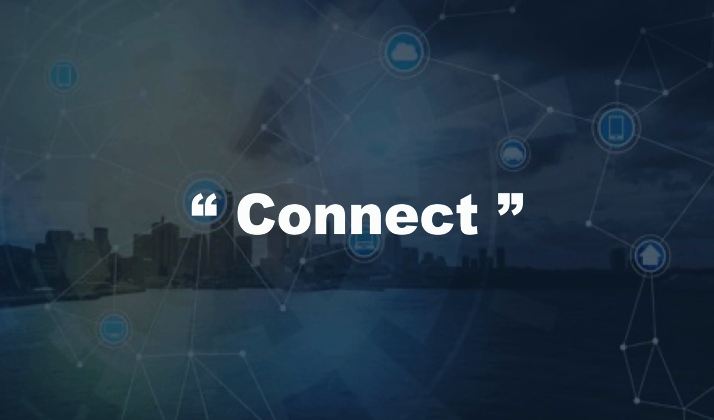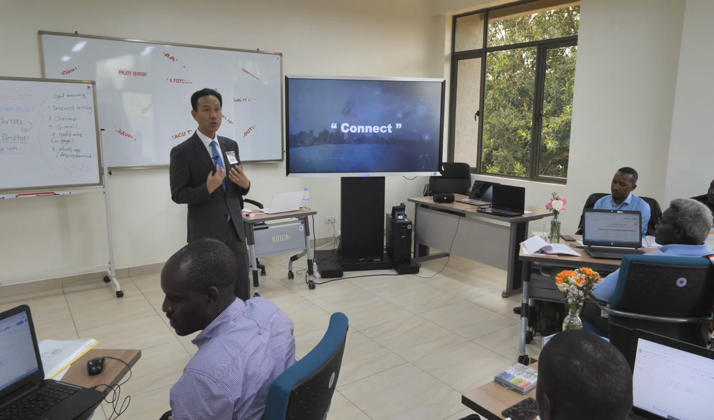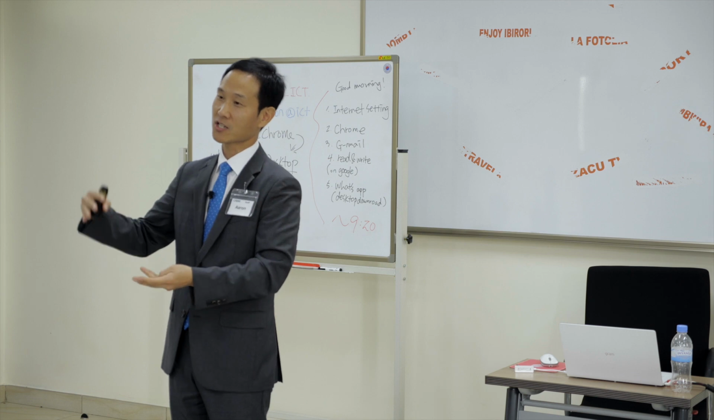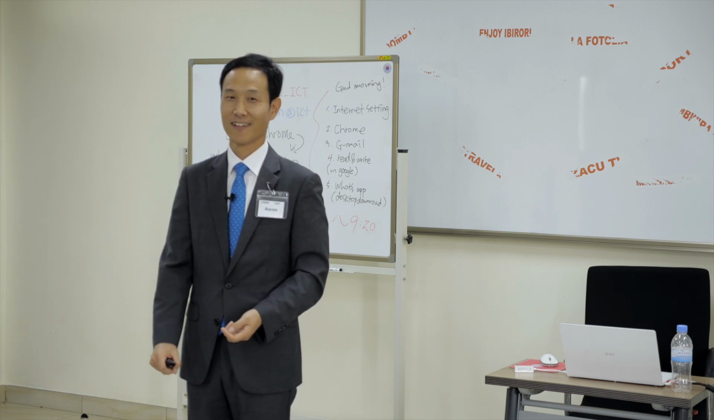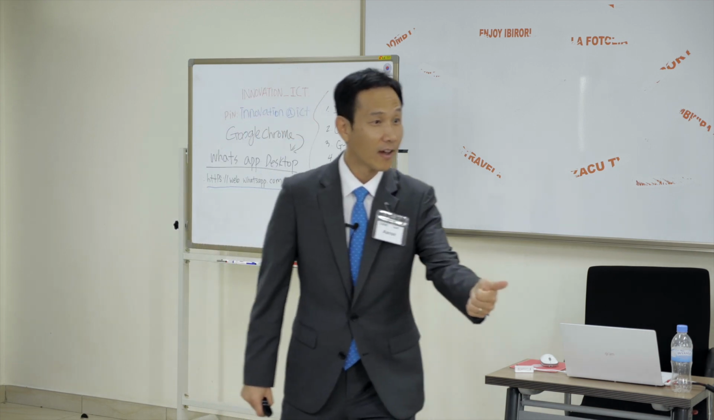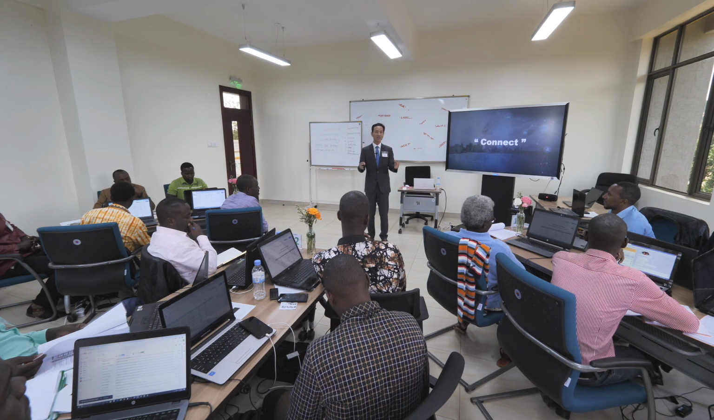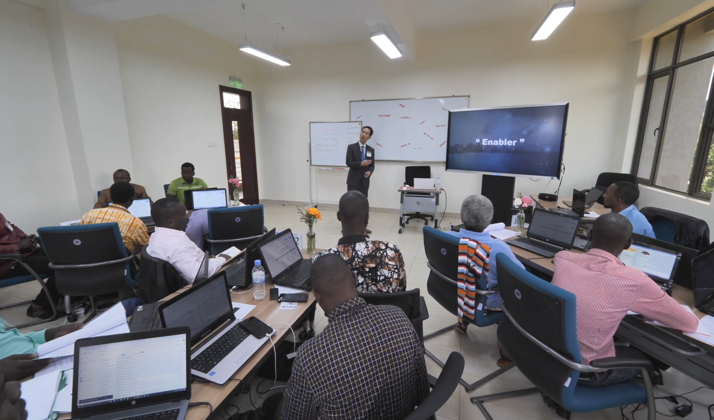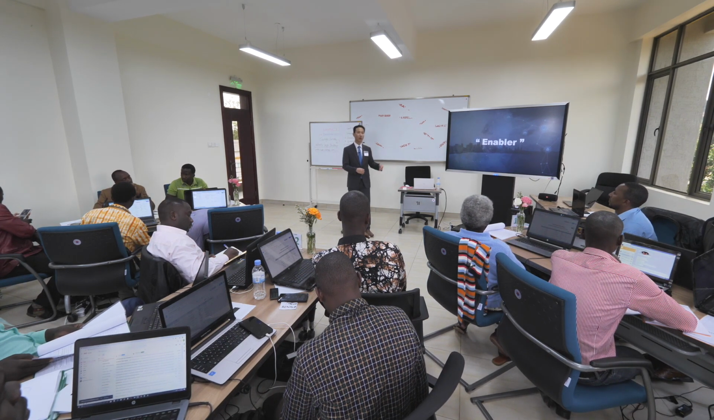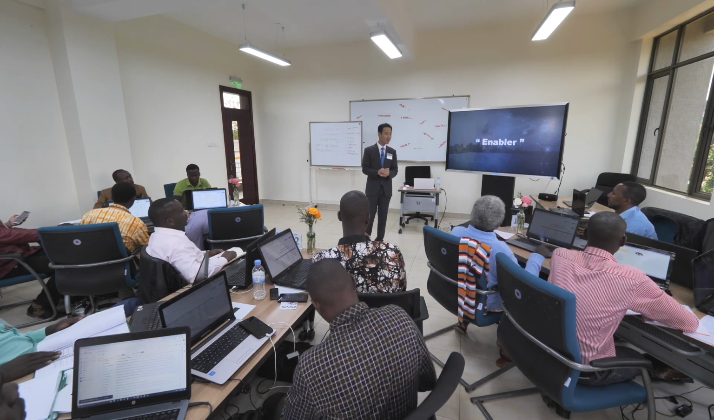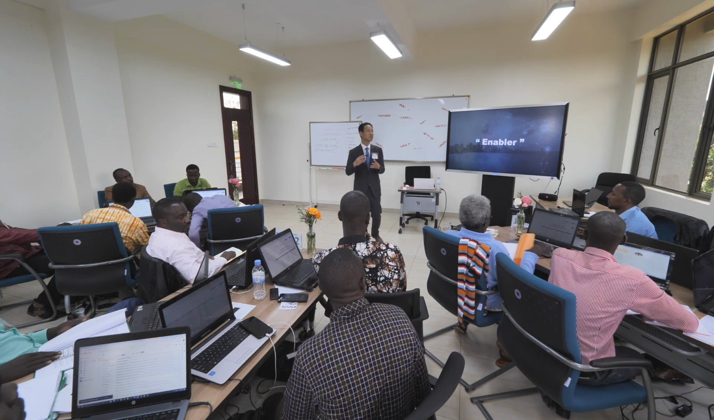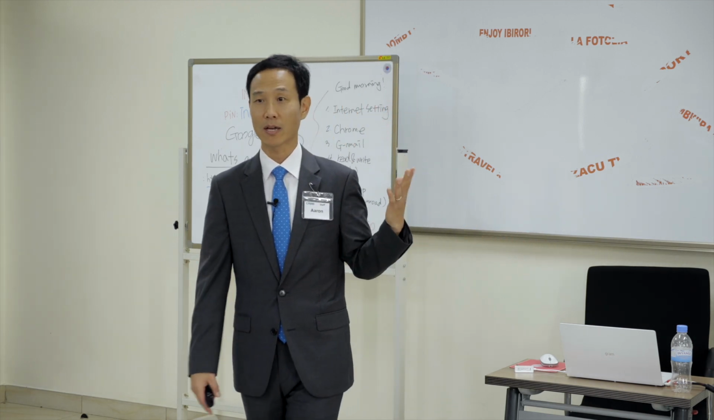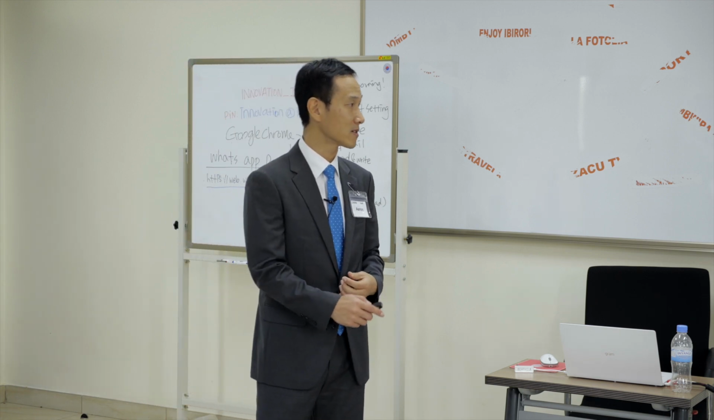ICT is meant to give us the ability and tools to connect. What do we connect? Information, communication, technology. What does that connect? Connect people, information. ICT is connecting people, places, information. And another name for ICT is enabler. With ICT, we can do something that we wished to do in the past but couldn't. ICT enables a lot of different things that we otherwise wouldn't be able to do.